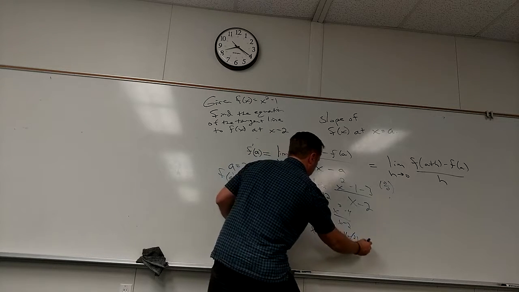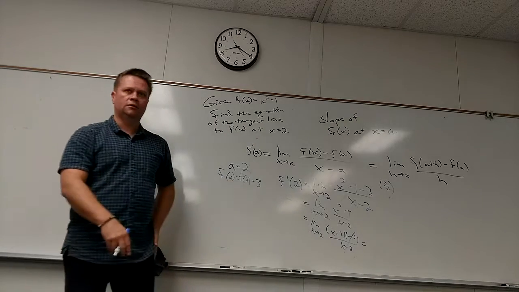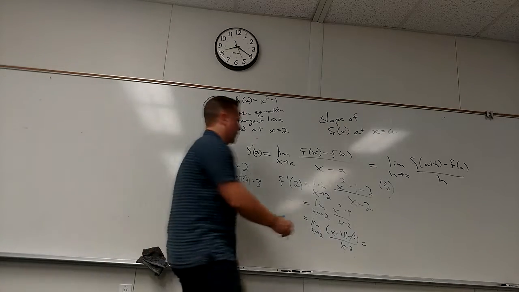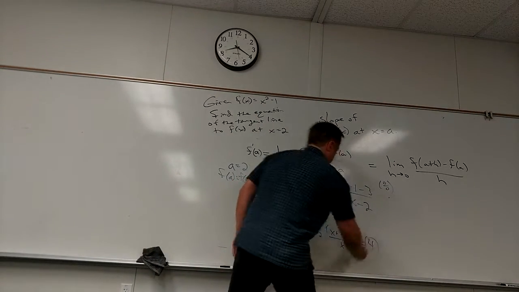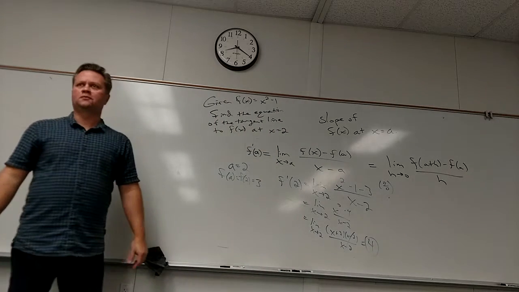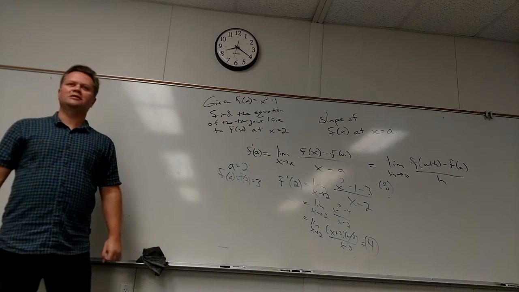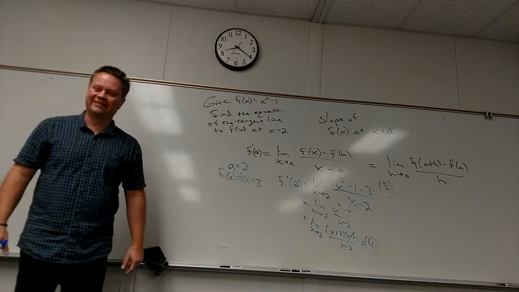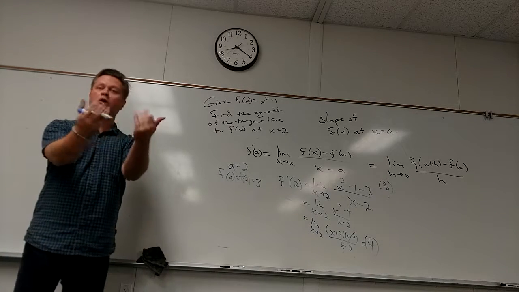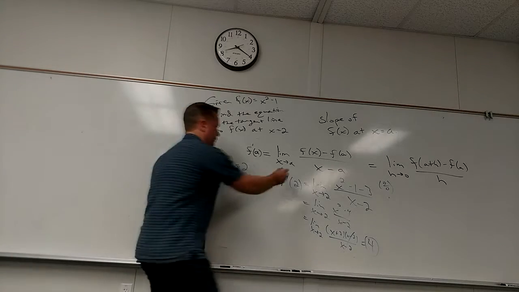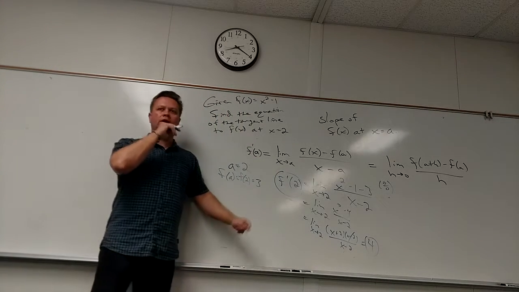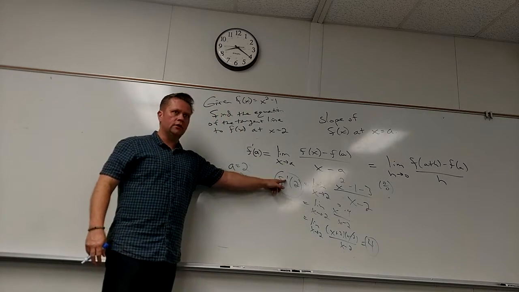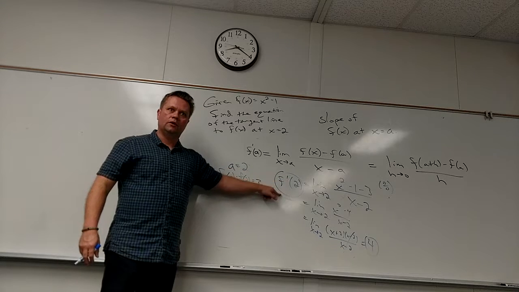These cancel, so now what do you get for the limit as x goes to 2? 4. What the hell is that? 4 is what? What does 4 be? Slope. What is it? The slope. Slopes. 4 is the slope. How do you know that? Because I put that there for myself, and I know that this symbol means slope of this function.